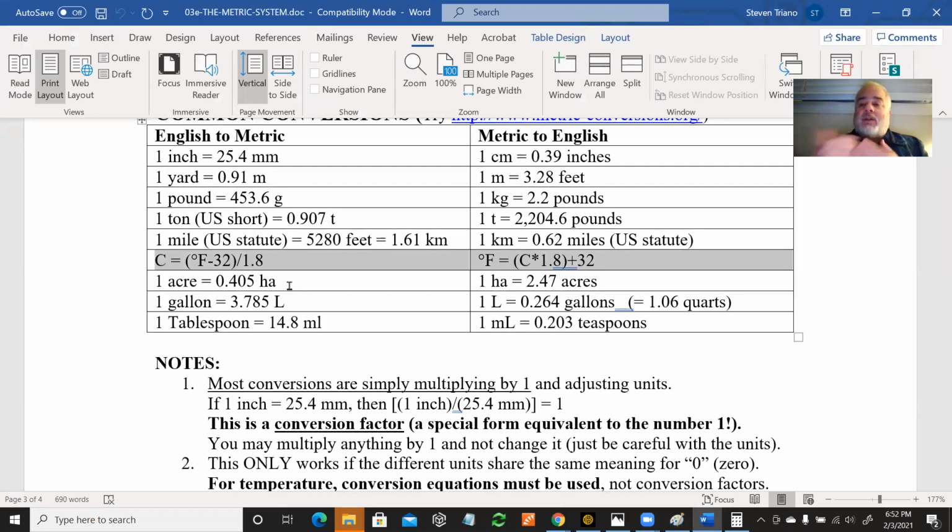It's introductory algebra to rearrange those equations. But you could start with one and come up with the other just by doing simple algebra: solve the one on the left for degrees F and you get the one on the right. Solve the one on the right for centigrade, for C, and you get the one on the left.